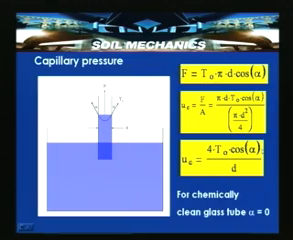Now, for chemically clean glass tubes, alpha is equal to 0. That means UC will become 4 T naught by d. So, the capillary pressure is nothing but 4 T naught by d, which is directly proportional to the surface tension of the fluid under consideration and inversely proportional to the diameter of the tube, or in real terms the pore size of a given soil.